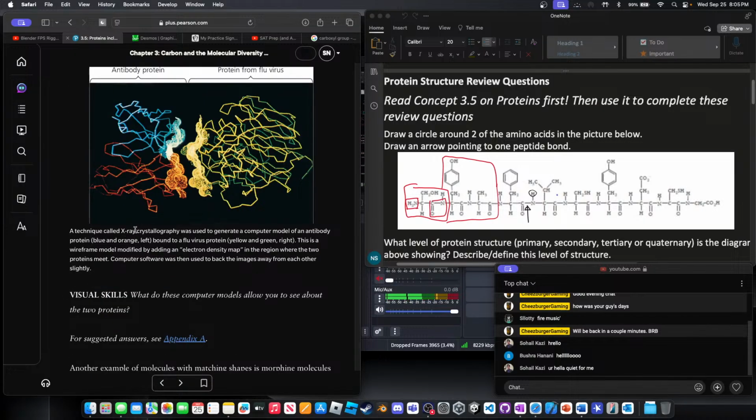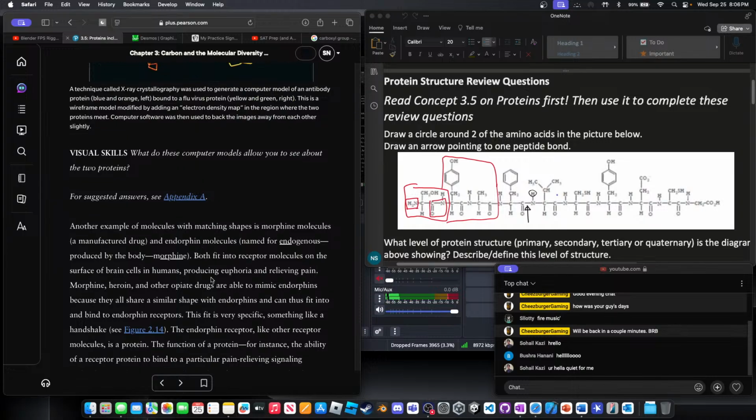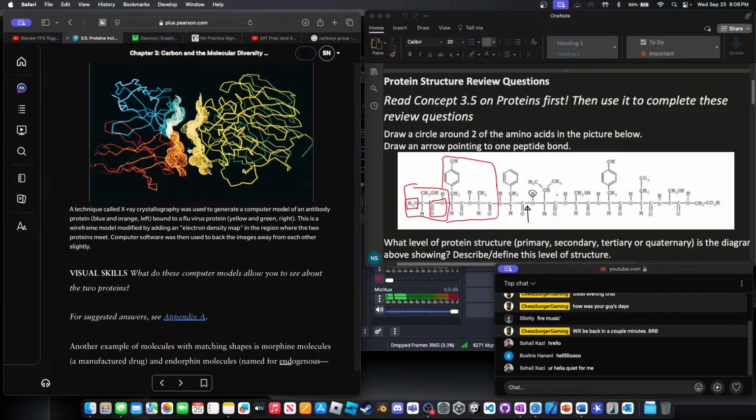A technique called X-ray crystallography was used to generate a computer model of an antibody protein, blue and orange, left. Okay, so this is the antibody here, and the flu virus protein. This is a wireframe model made by adding an electron density map in the region where the two proteins meet. Computer software was then used to back the images away from each other slightly. Cool.